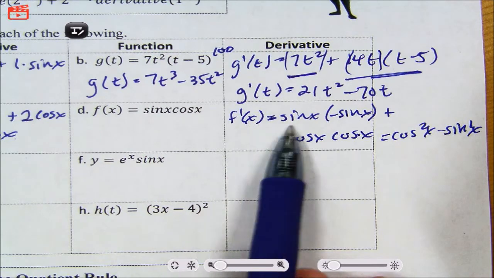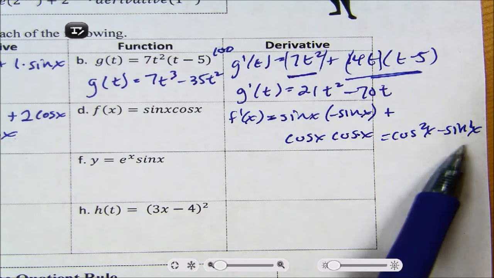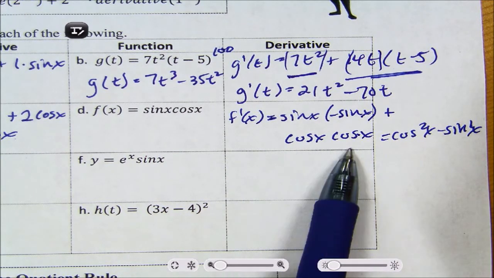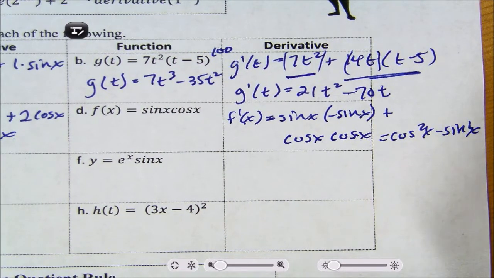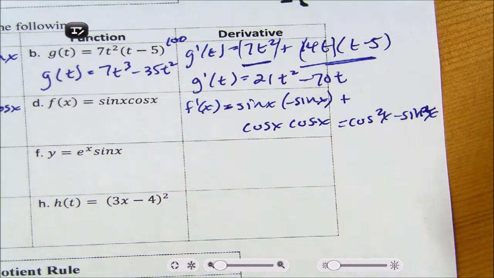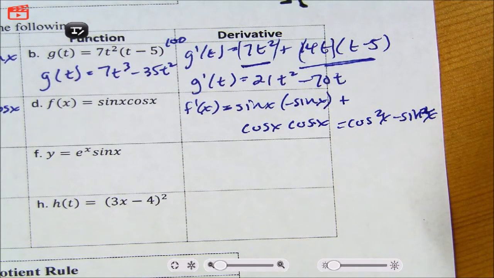Sine times sine is sine squared, but there's a negative there, so put that minus sine squared there. Cosine times cosine is cosine squared. Sine squared x? Yeah, sorry. Bad handwriting, sorry.